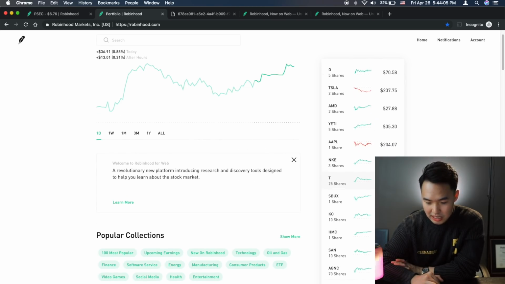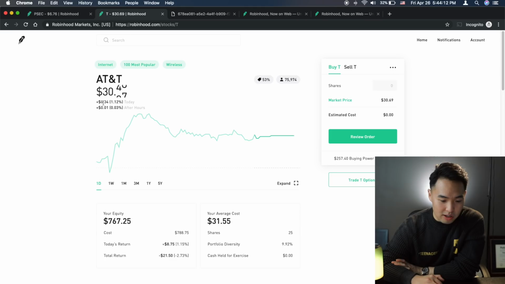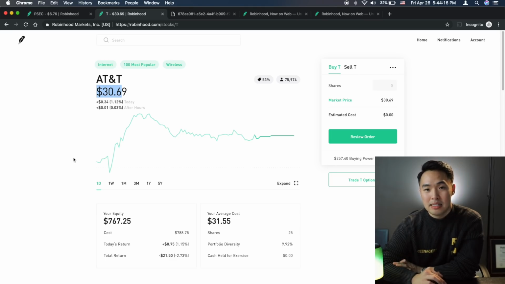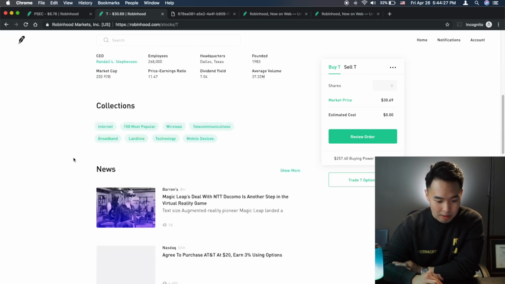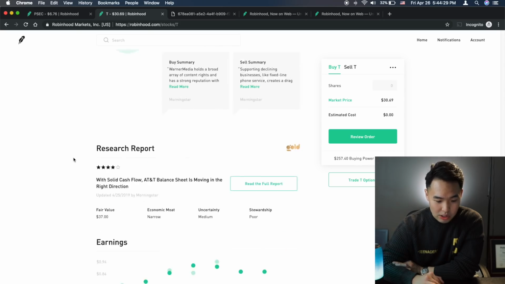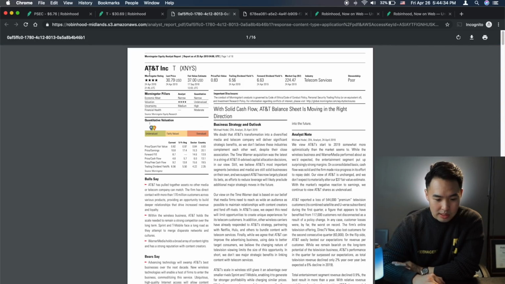But if we take a look at one of my all-time favorite stocks, again, I have a lot of all-time favorites, AT&T right now is $30.69. They have had a lot of ups and downs and a lot of mistakes and missteps when it comes to their management and just the overall business aspect of everything. But again, we're gonna do the same thing. We're gonna go into their research report from Morningstar. Click here. You can see all of this information from Morningstar.